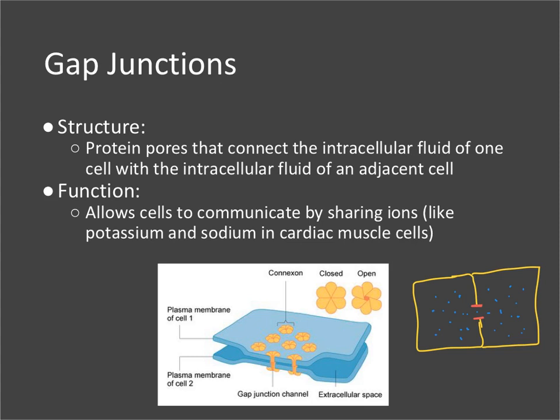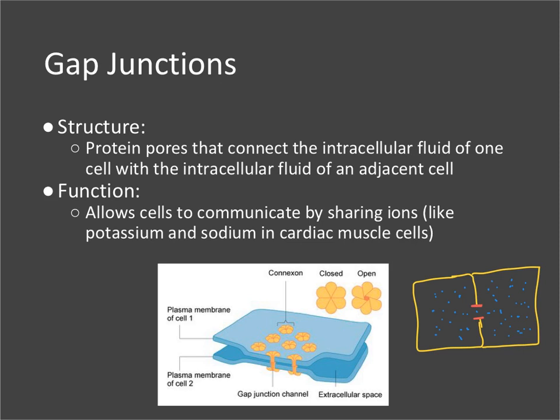So this is kind of like if you stay at a hotel and there's a door that connects two rooms in the hotel so that you can move from one hotel room to the other hotel room without having to go out in the hallway. That's kind of like what this gap junction is. So whatever information one cell gets, the other cell that it's attached to gets it very, very quickly.